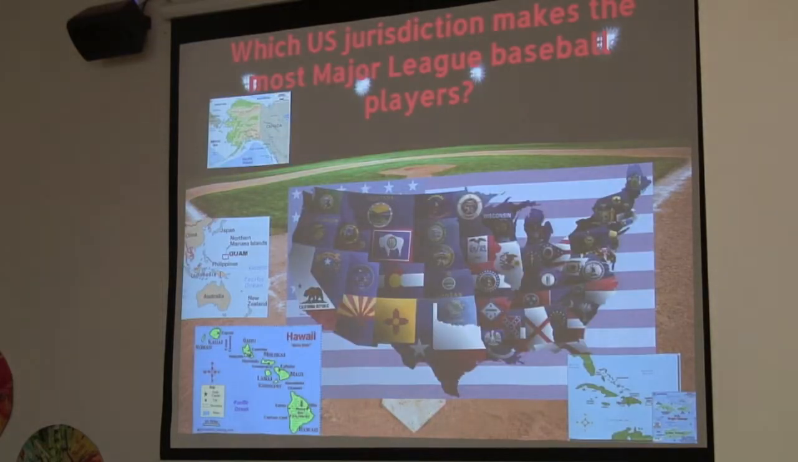Okay, so don't forget Alaska, Guam, and Hawaii, Puerto Rico, the Virgin Islands, and Washington, D.C. Those are U.S. jurisdictions, which travel around America and decide which state or U.S. jurisdiction creates the most baseball players per capita.